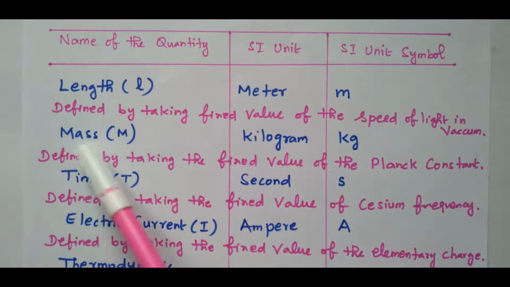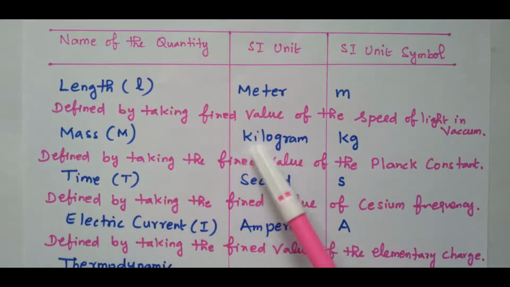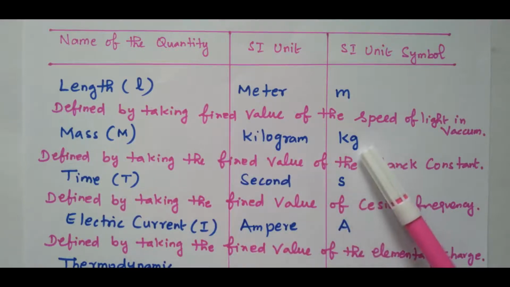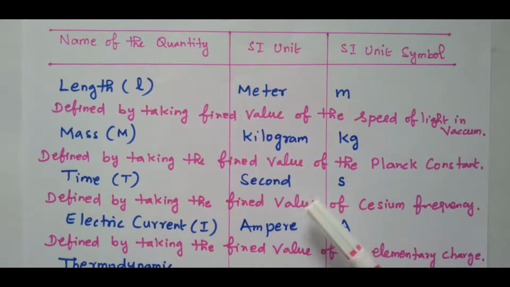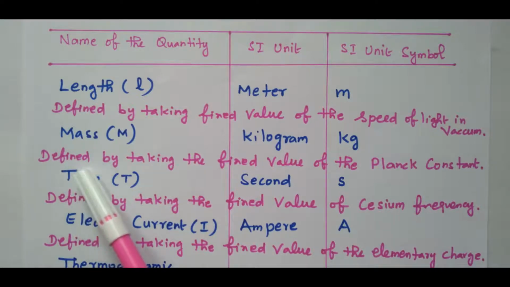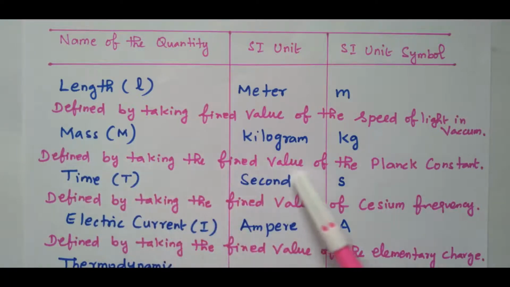The second one is mass. The unit is kilogram and the symbol is kg. While purchasing any product or material, we refer to kilogram or gram. So that is the second one, mass. How is it defined internationally? It is defined by taking a fixed value of the Planck constant.